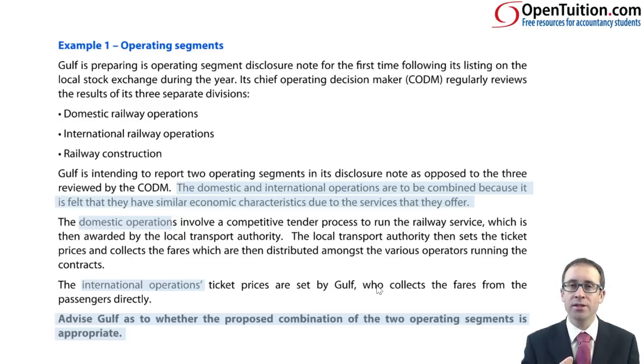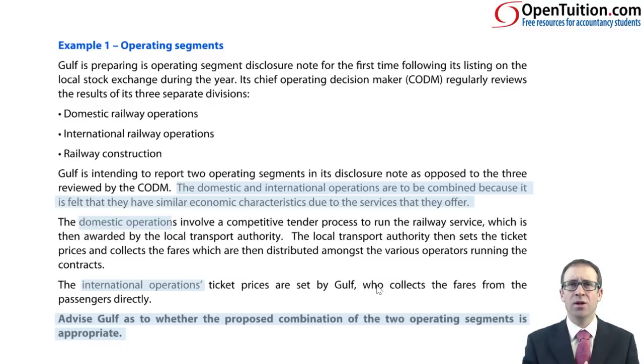For the domestic operations to be combined, then I'd have thought that the prices would need to be set by Gulf. And I would also have thought that Gulf will need to collect the fares from the passengers directly. Okay, if that's the case, then the products and services are the same. The way in which they are operated is the same, and therefore we could combine them, couldn't we?